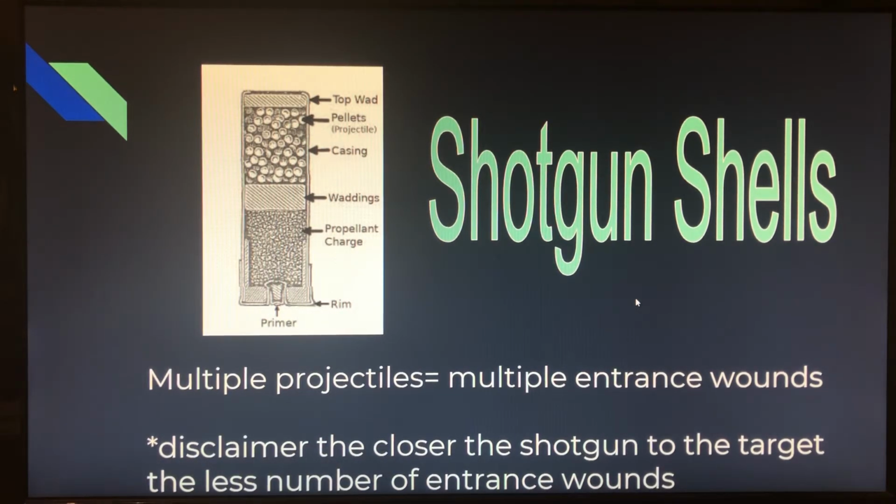Shotgun shells create multiple entrance wounds due to the multiple projectiles that are packed in a shell casing. Each one of these little pellets can create their own entrance wounds. However, a little disclaimer, the closer the shotgun is to the target, the less number of entrance wounds. So specifically, a contact shot from a shotgun, you're only going to have one entrance wound, but you'll still have all of these little projectiles inside the body.